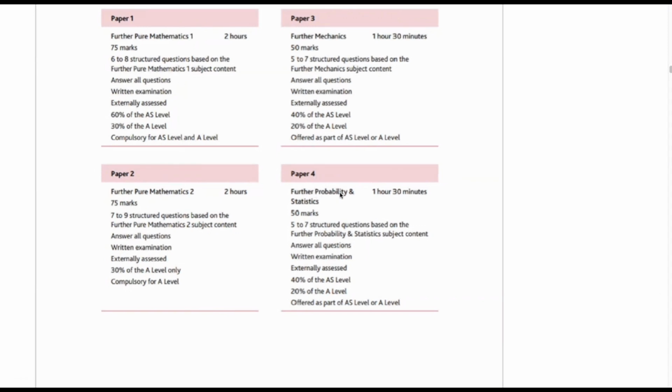So likewise, paper four, you can see paper four is taking a shorter duration, 1 hour and 30 minutes, 5 to 7 questions. But if you look at the number of chapters, there are only 5 chapters. Okay, so it means certain chapters will ask 2 questions. Okay, and in terms of marks also, you can see the difference. This is 75 marks, this is 50 marks.